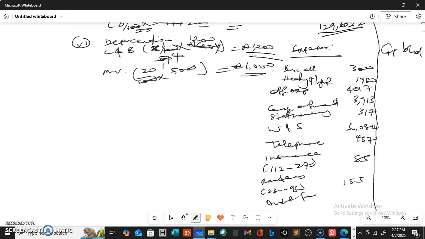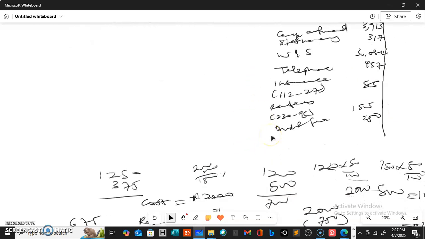We also have audit fee 250. Audit fee 250. Okay. So I hope I can finish this within the next few minutes. Okay, so we have all this 250. We have legal expenses. Legal, we have 25. We have bad debt. Bad debt written off. Bad debt written off should be 812.